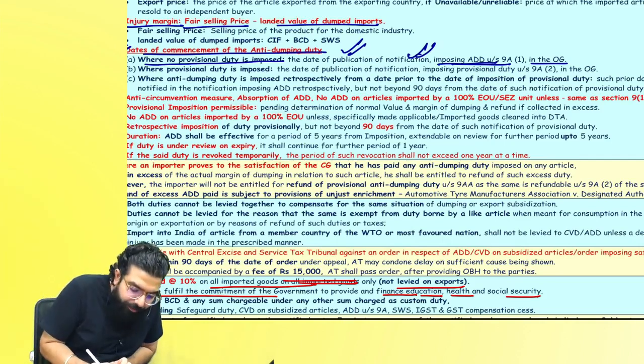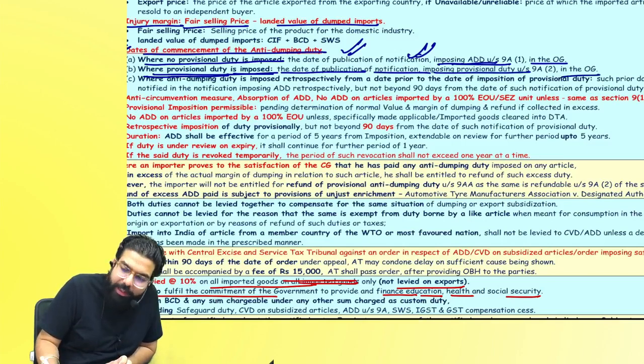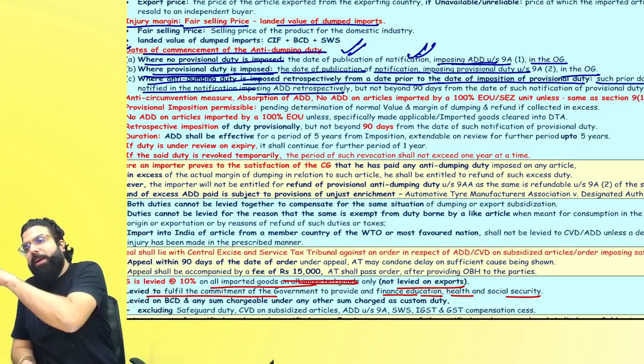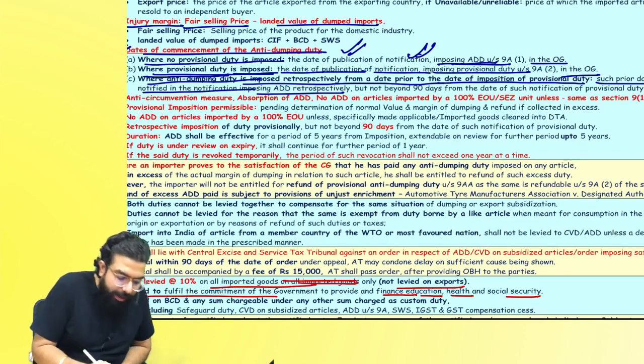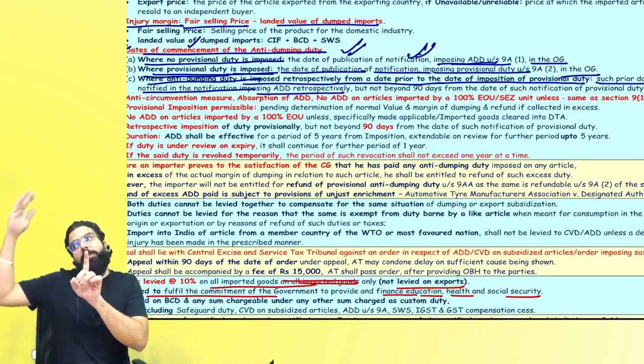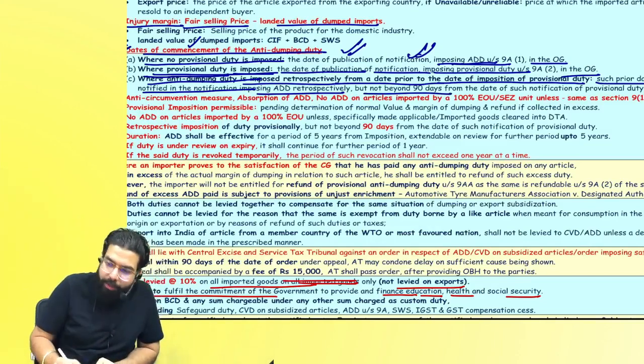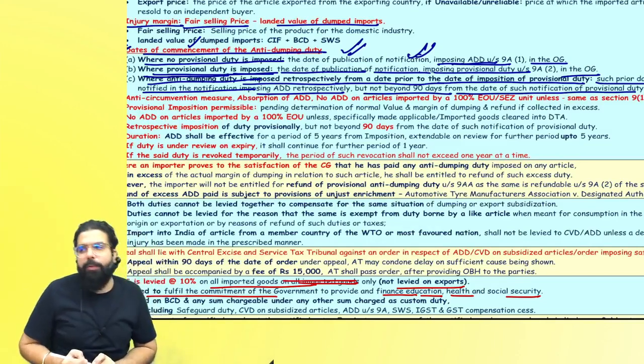Sir, when provisional duty is imposed, the date of publication of the notification imposing provisional duty in the official gazette, when anti-dumping duty is imposed retrospectively from a date prior to the date of imposition of the duty provisionally, such prior date as may be notified in the notification imposing anti-dumping duty retrospectively. Sir, what is the date of commencement? The date of commencement will be such retrospective date, but not beyond 90 days. Right, everyone? From the date of such notification of provisional duty.